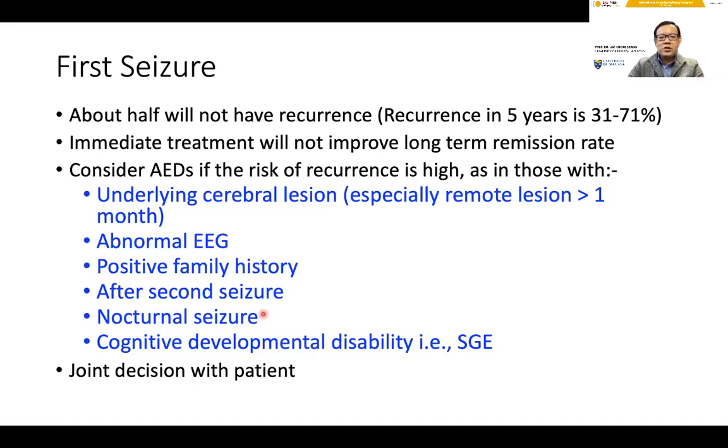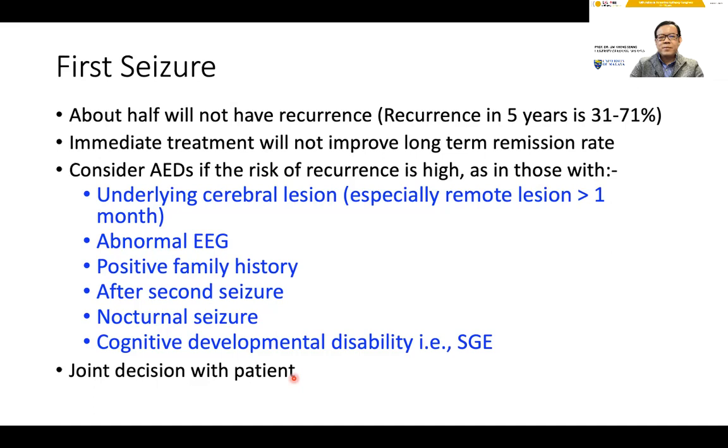The reason why we include nocturnal seizures is because we are unable to be certain of the seizure frequency. The patient may present claiming that this is the first seizure, but the patient may have had previous seizures which were unnoticed in sleep. However, usually I will discuss with my patients regarding the need of having anti-epileptic drugs, the likelihood of recurrence, and the impact on the quality of life.